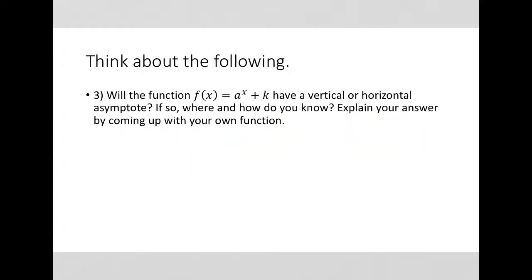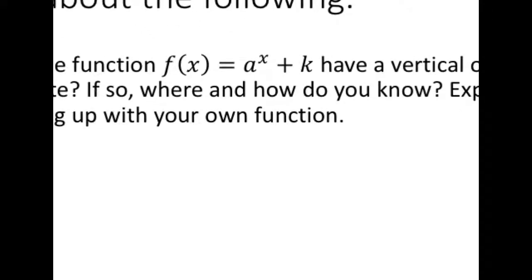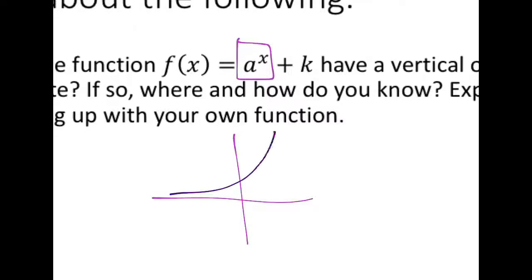Question number 3: will the function f of x equals a to the x plus k have a vertical or a horizontal asymptote? If so, where and how do you know? Firstly, remember what we talked about with problem number 1. All these functions that are f of x equals a to the x are going to look something like that, unless a is a fraction, in which case it's going to flip across the y-axis. They're all going to start with that y-intercept right there at the point 0, comma 1, because a to the 0 is 1.